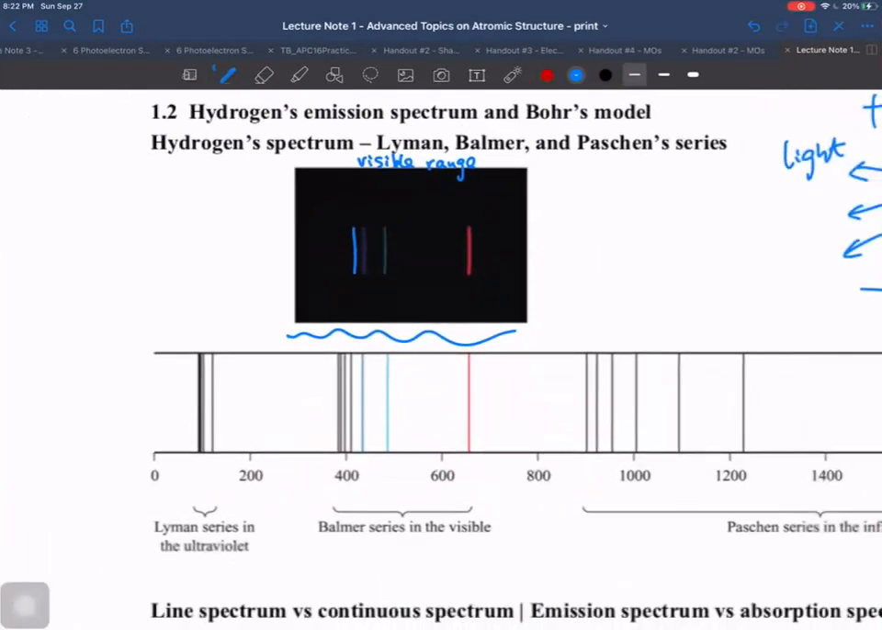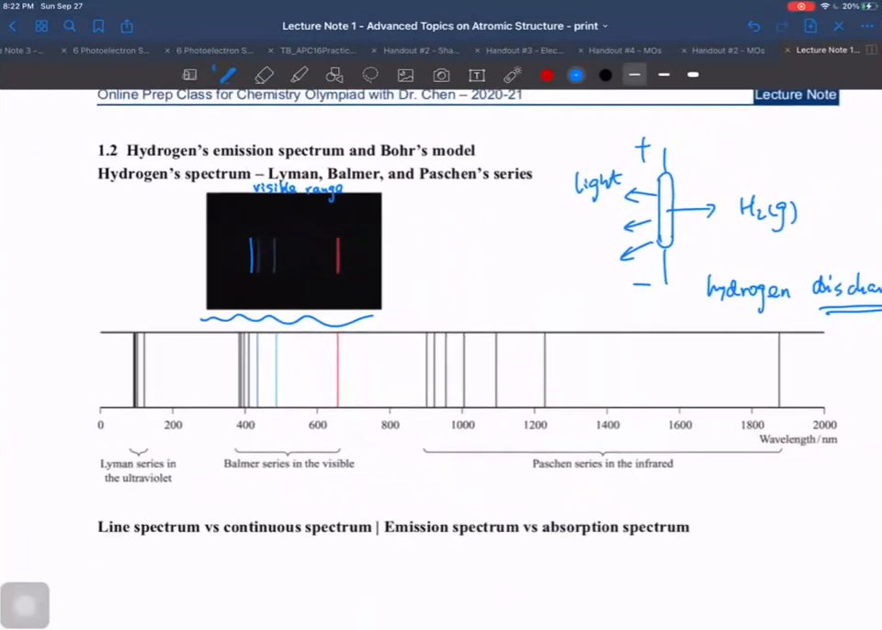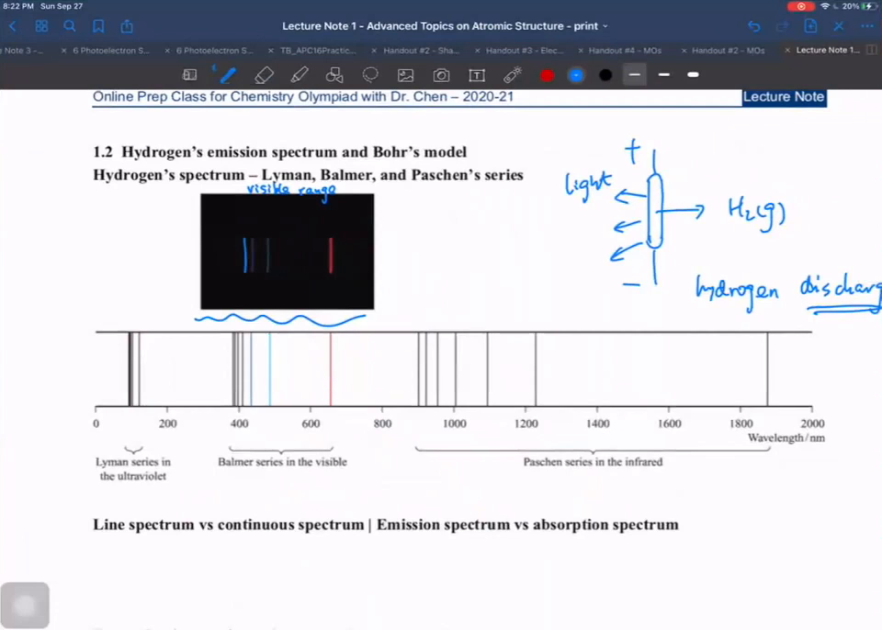If you have the equipment, you will see a full spectrum like this. This is still the hydrogen's emission spectrum. You probably see the 4 lines, actually more than 4. In this area, we call it the Balmer series because they are all in the visible range. These are the lines we can see as humans.